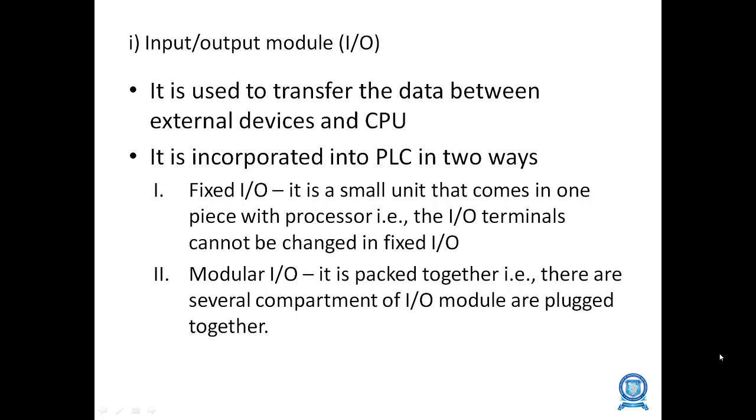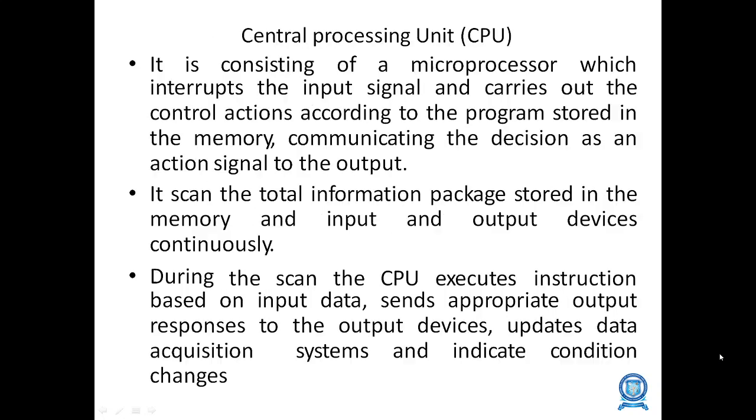1. Fixed input-output. It is a small unit that comes in with one piece with processor. That is, the input-output terminals cannot be changed in fixed input-output. 2. Modular input-output. It is packed together, that is, there are several compartments of input-output module which are plugged together. So this is the difference between fixed and modular input-output.